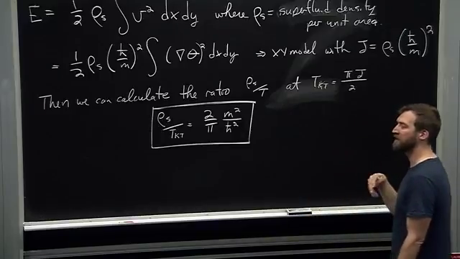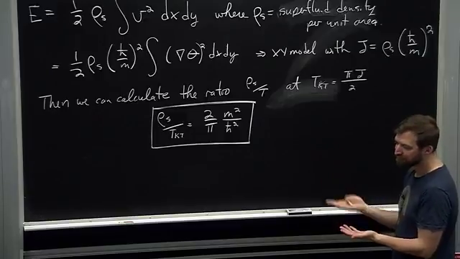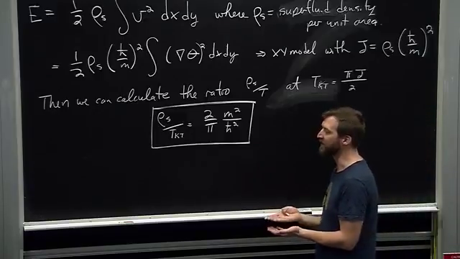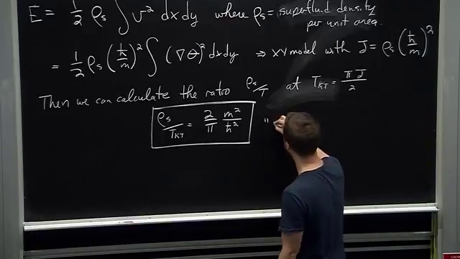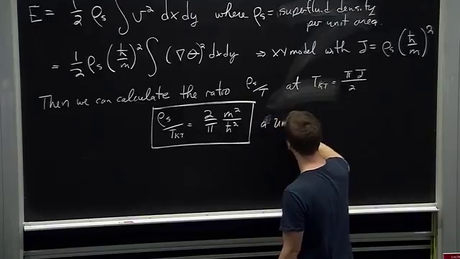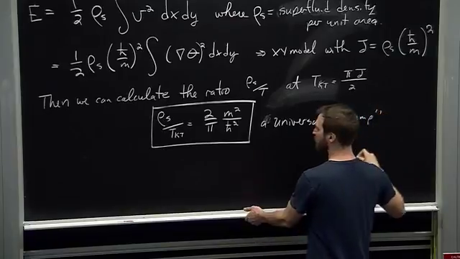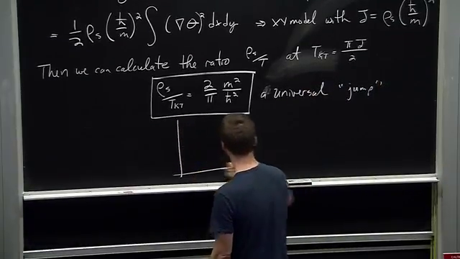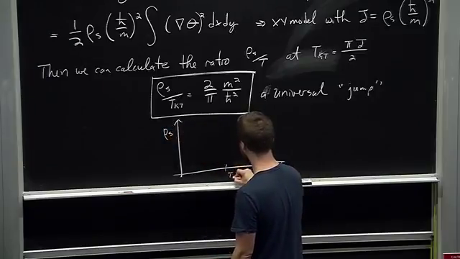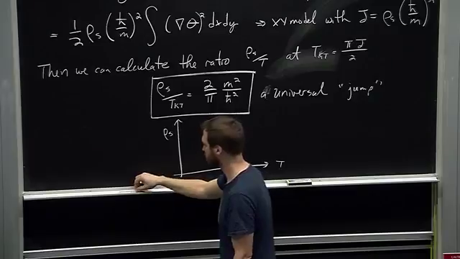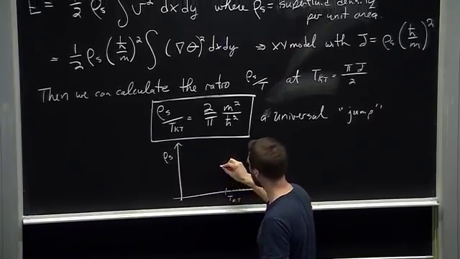So above the Kosterlitz-Thouless temperature, basically there's no superfluidity. So the superfluid density is 0. So that's why it's a jump. So it looks like rho s versus T, T_KT, and you're moving along here. There's a jump.